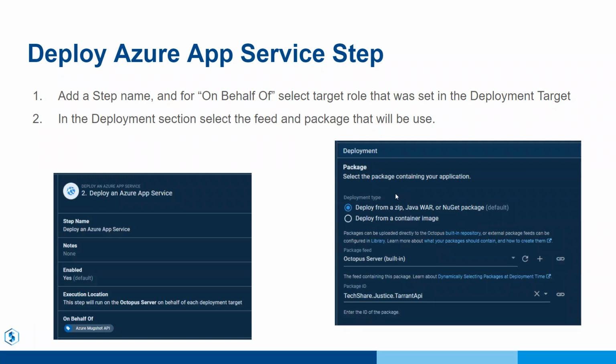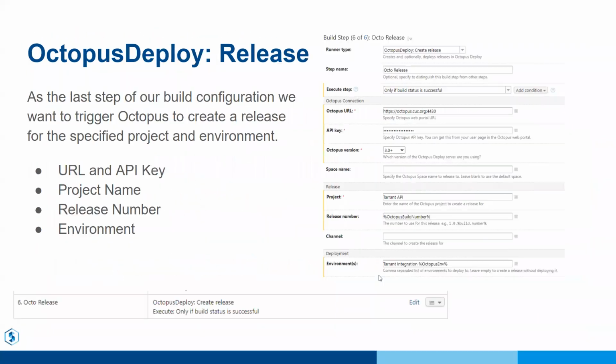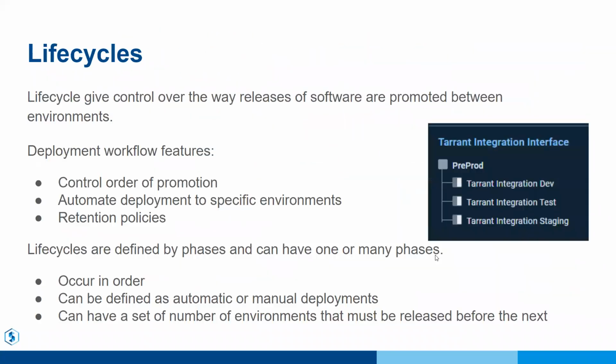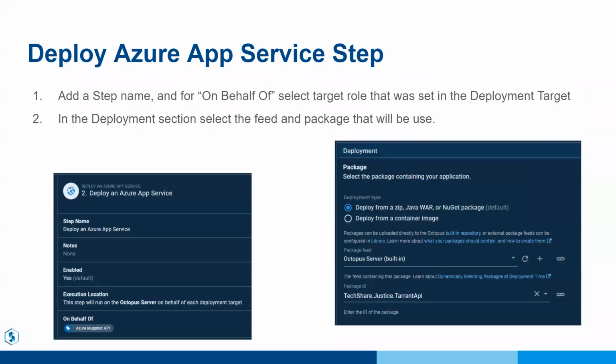Then in the deployment section, you will select the package feed and the package ID that it's going to be. So the image is going to be deploying to the package, right? So back to TeamCity, in that last step for the push API on step number 5, right? For push API, this is where we push that NuGet package into that Octopus feed that's used in here.